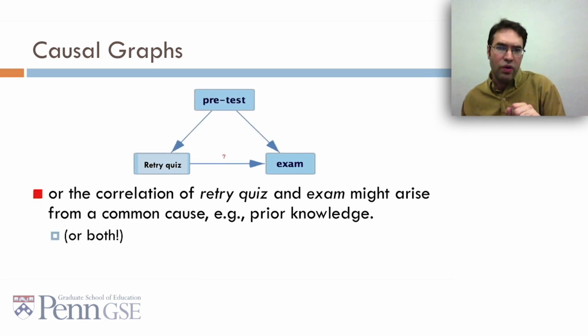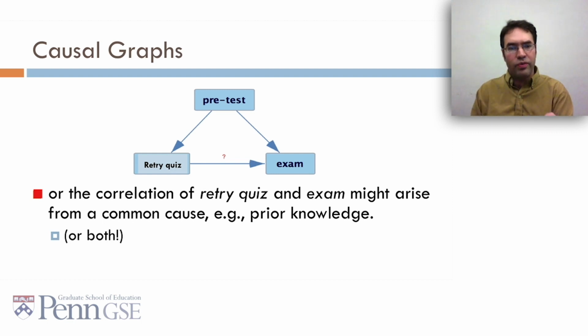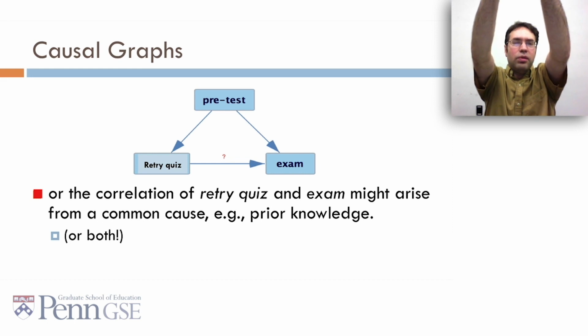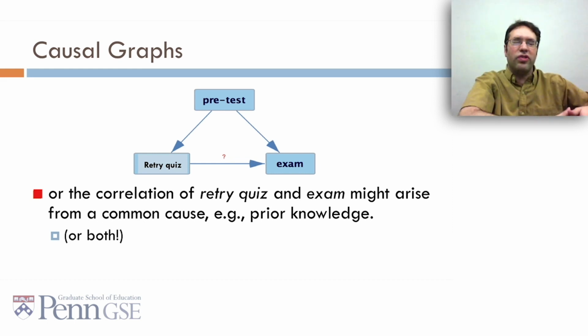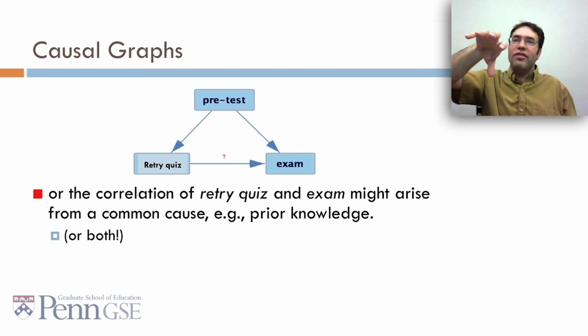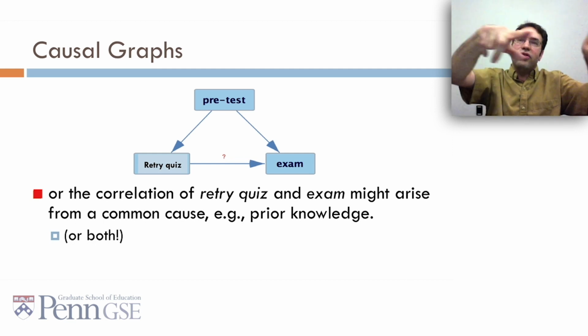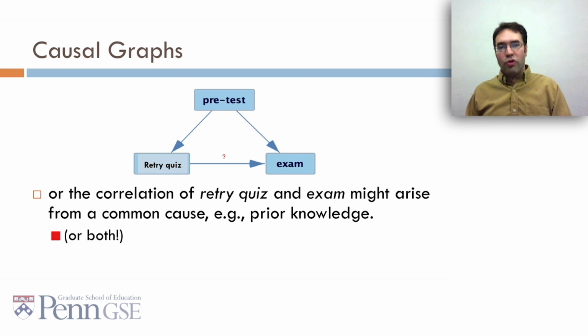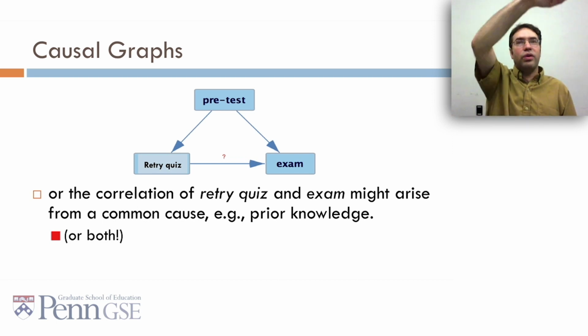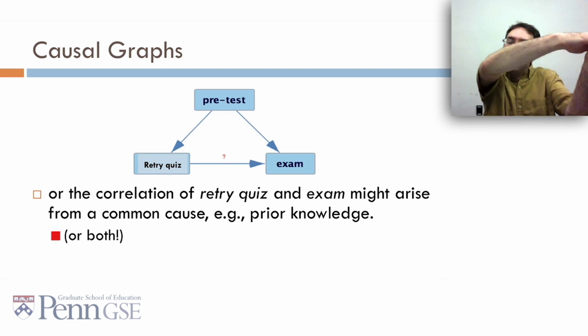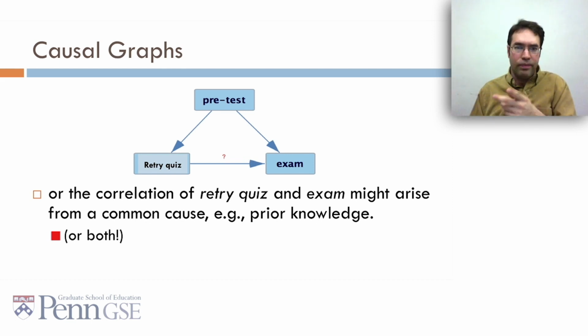But on the other hand, the correlation between retrying quizzes and exams might arise from a common cause. It might be that students who know less to begin with are more likely to retry the quiz, and they're also likely to do worse in the course exam. And there's nothing that goes between those two, actually. By the way, it could also be both. That's what this graph shows. Maybe pretest influences both retrying the quiz and the exam, but retrying the quiz even beyond that influences the exam. Also possible.